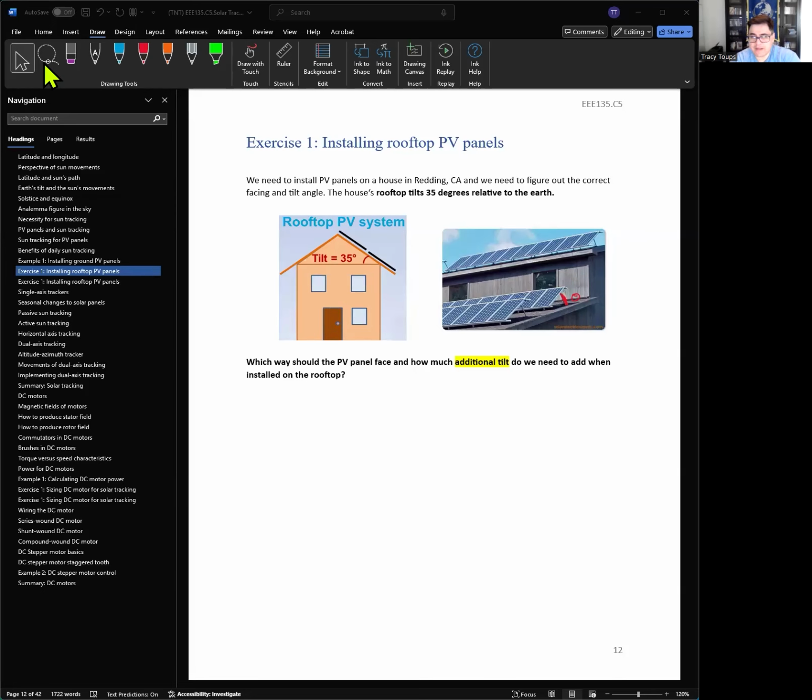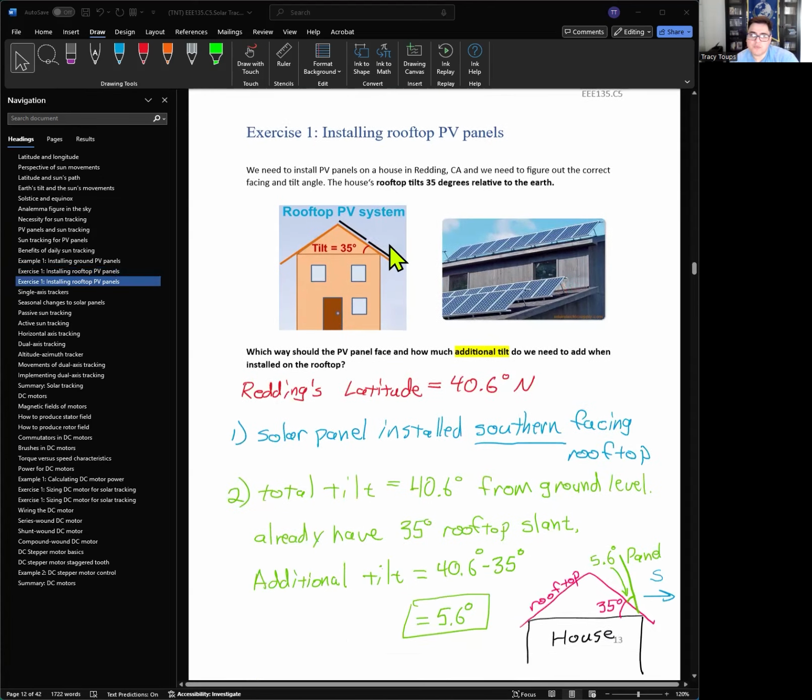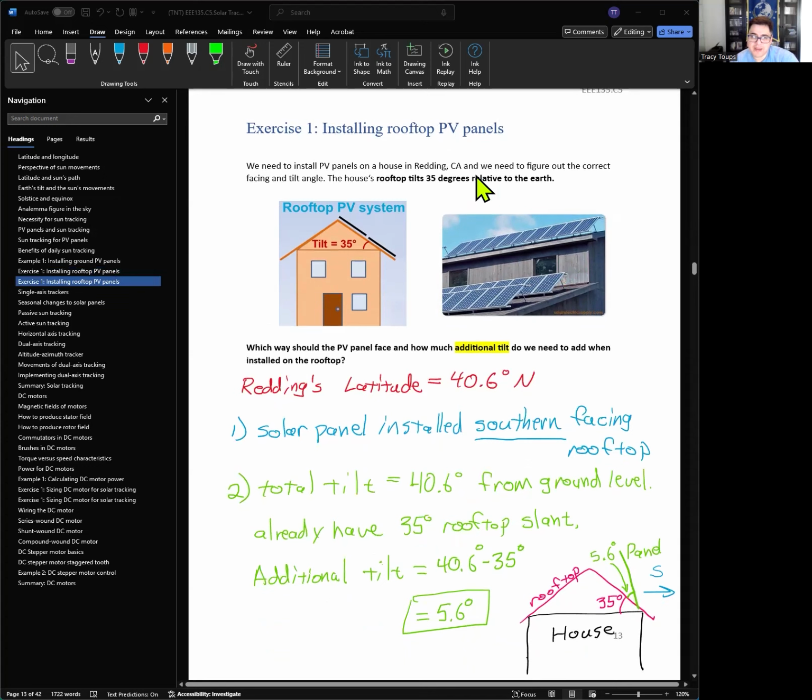All right, hello everybody. Welcome back to EEE 135, Chapter 5, Solar Tracking. Coming back from a 15-minute break, and let's check out this exercise. So remember, we want to install rooftop PV panels. We're in Redding, California, so we got to look. Redding's latitude is 40.6 degrees north. So for sure, northern hemisphere, we got to make sure solar panels are installed southward facing.